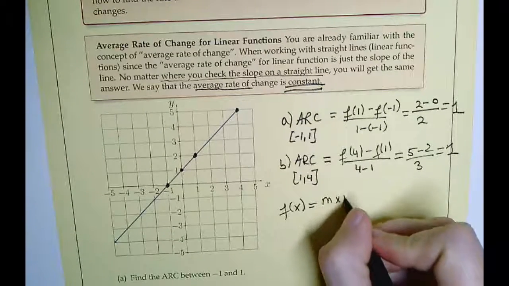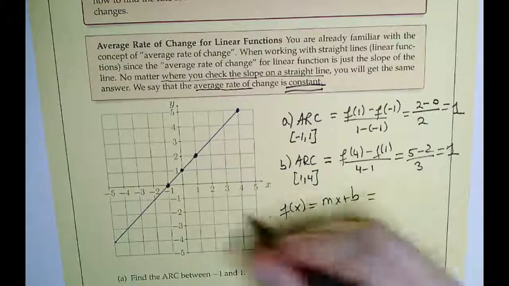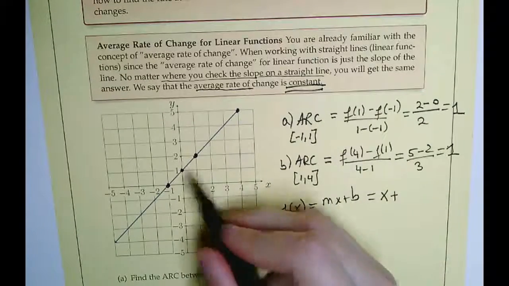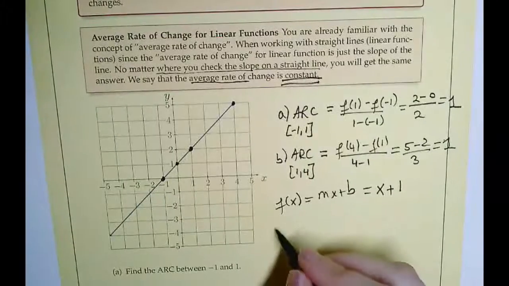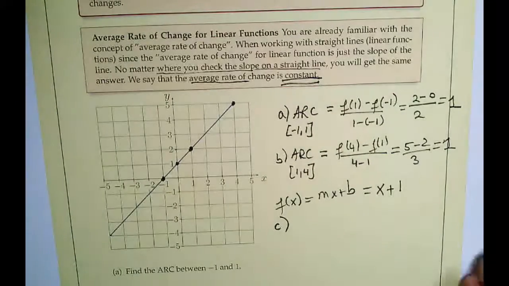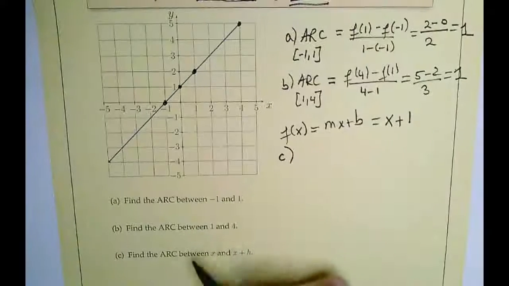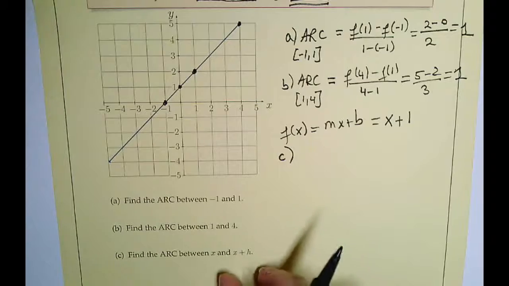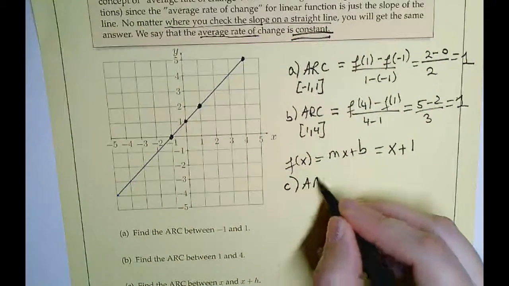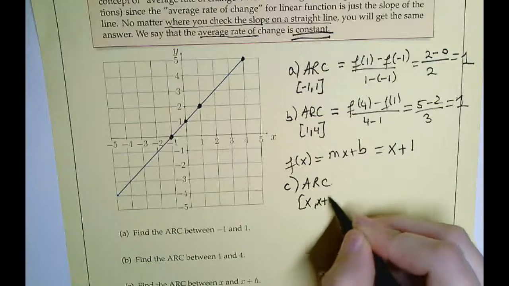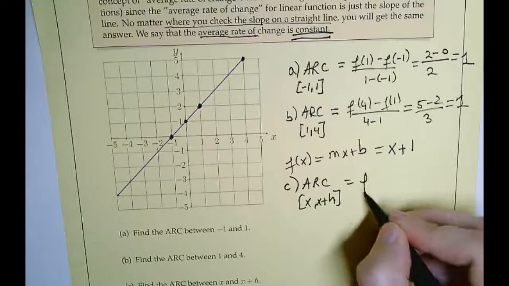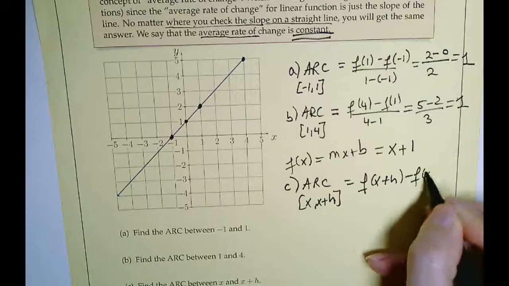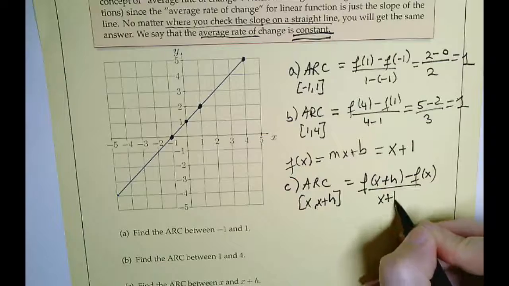So if we wanted to get a formula for the function that is graphed in here, I know it's a linear function, so it's mx plus b. I know that the slope is 1, it's positive. So it's x plus, what is the y-intercept? 1. So now what if I want to find the average rate of change between any x and x plus h? So any 2 points on the line? So let's see, what would be the average rate of change between x and x plus h? This is going to be f of x2, which is x plus h, minus f of x over x plus h minus x.